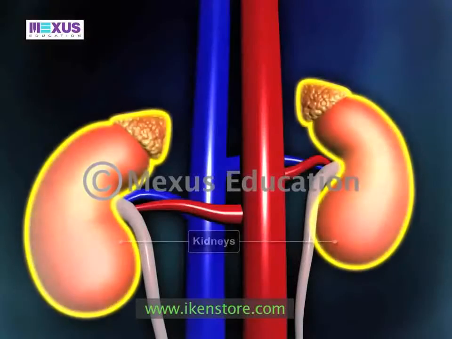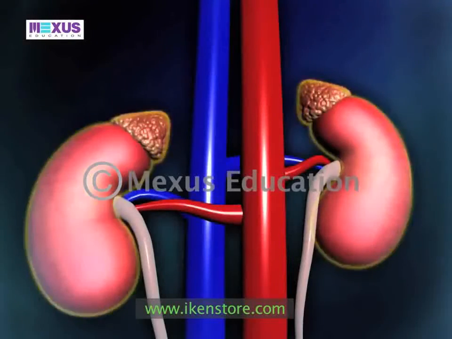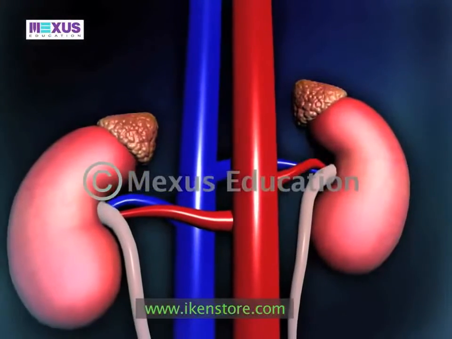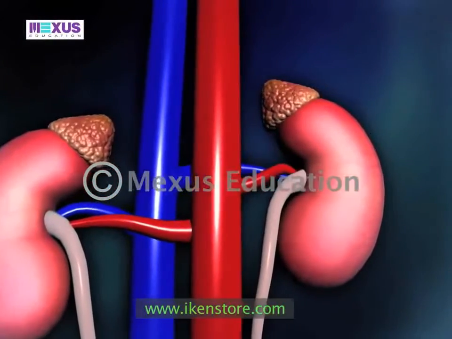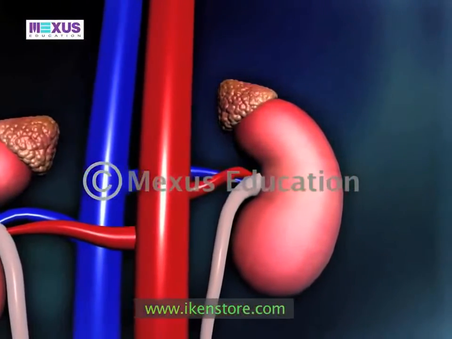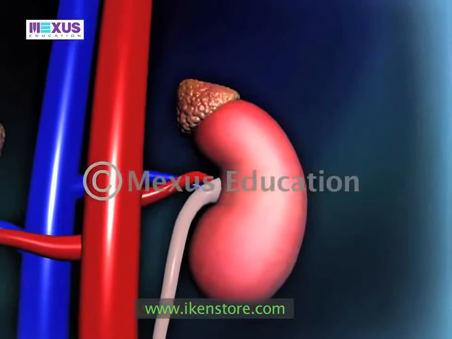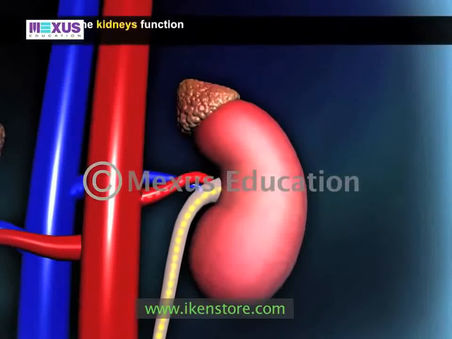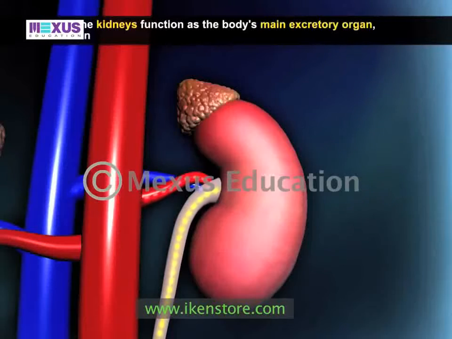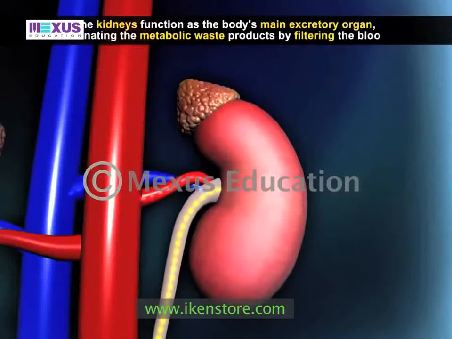Human kidneys are paired kidney bean-shaped organs located on either side of the spinal column, extending slightly above the waist. The kidneys function as the body's main excretory organ, eliminating the metabolic waste products by filtering the blood.